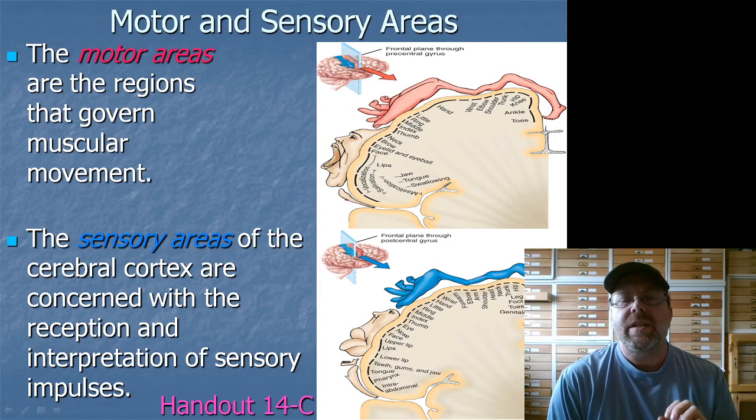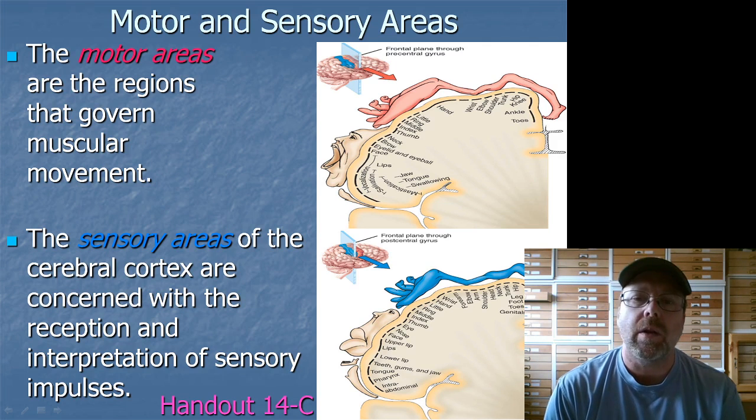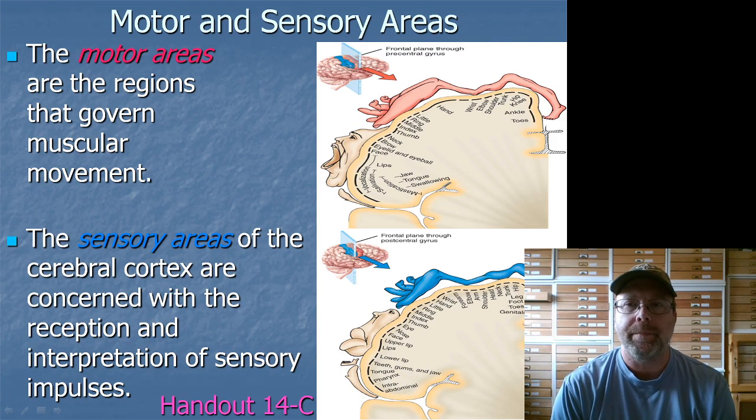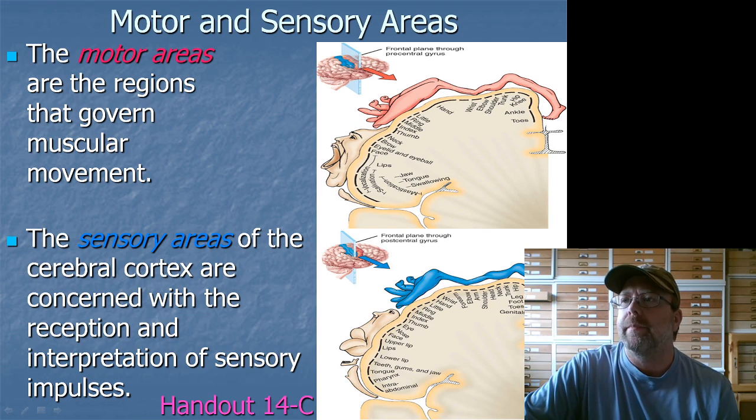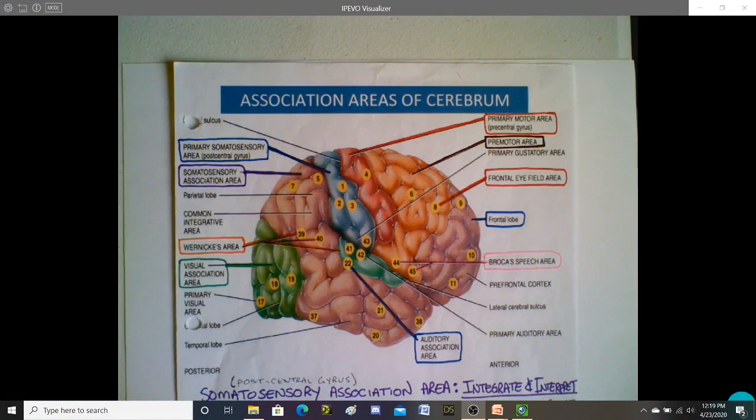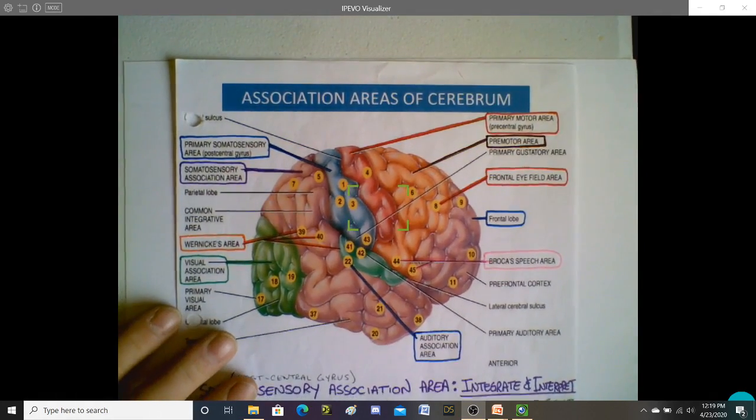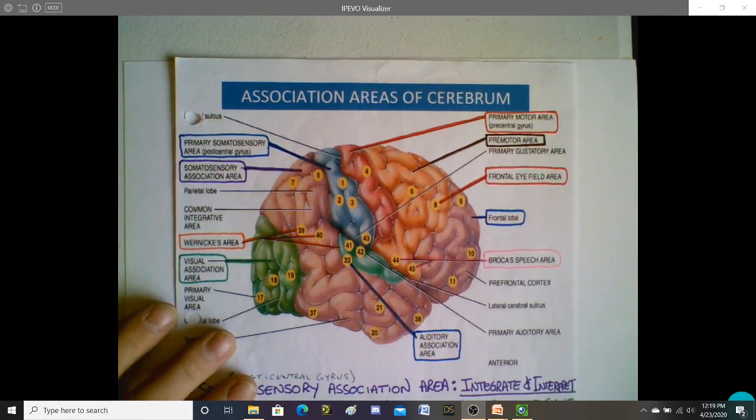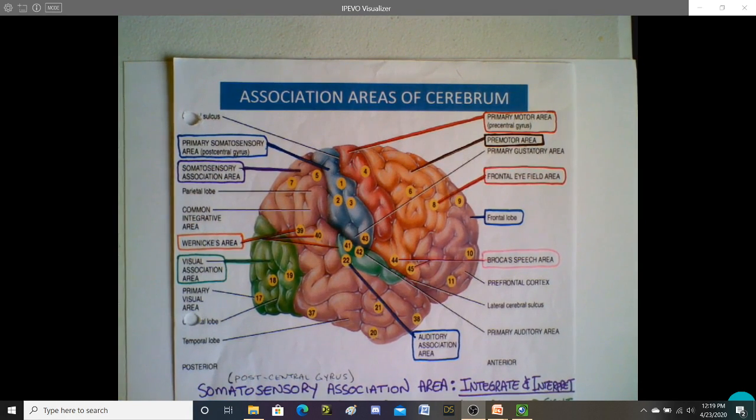Okay, so let's look at some of these motor and sensory areas of our cerebrum. And when we do this, we're going to go into Handout 14C. And I need to spend some time with this, so let's get right to it. So here's Handout 14C, and the top of it is a picture of probably something you're familiar with in lab, the different lobes of our cerebrum.